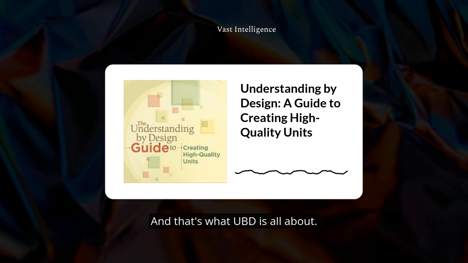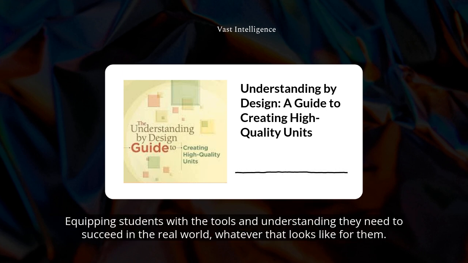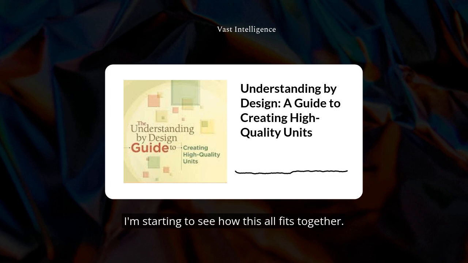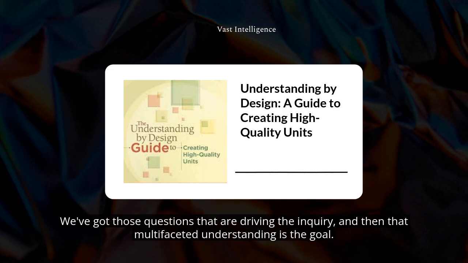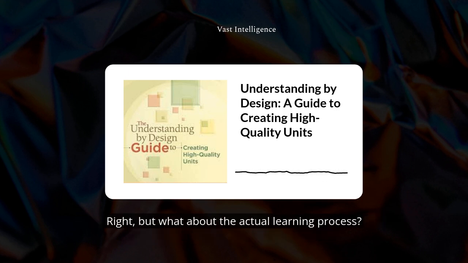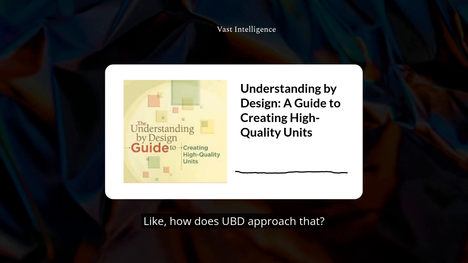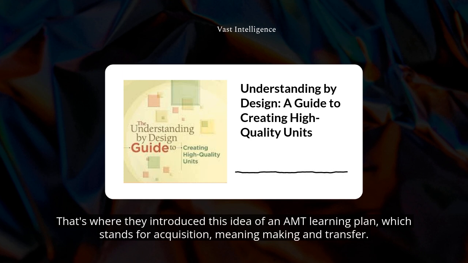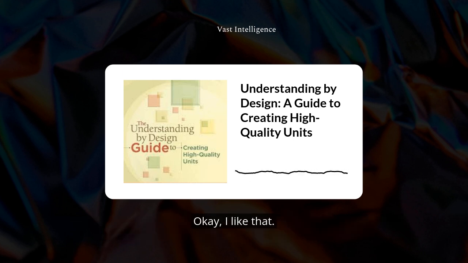And that's what UBD is all about, equipping students with the tools and understanding they need to succeed in the real world, whatever that looks like for them. Okay, I'm starting to see how this all fits together. We've got those questions driving the inquiry, and then that multifaceted understanding is the goal. But what about the actual learning process? How does UBD approach that? That's where they introduce the idea of an AMT learning plan, which stands for acquisition, meaning making, and transfer. Okay, I like that.